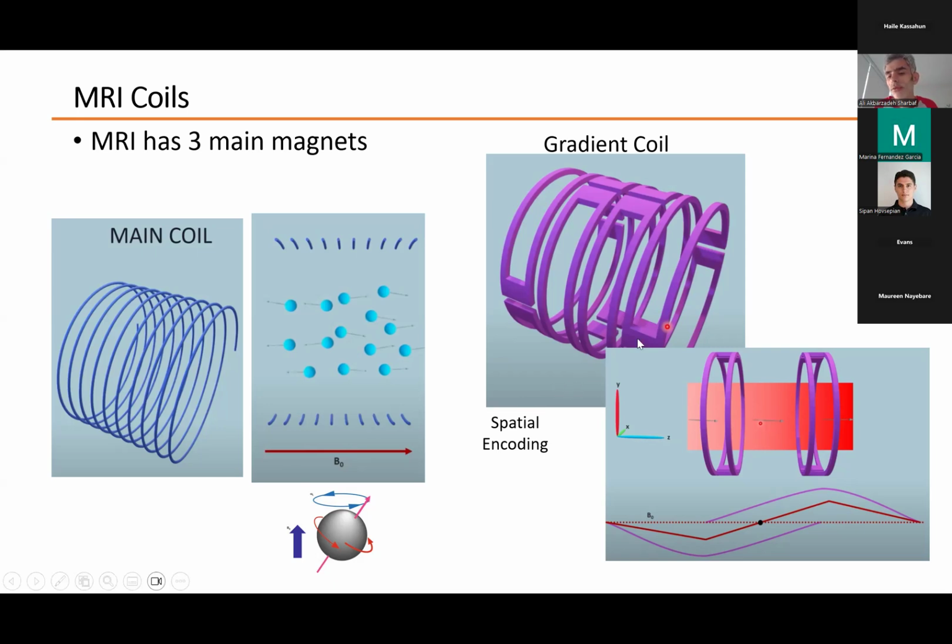The second coil we have is the gradient coil. The gradient coil actually contributes to the B0 field, and it makes the B0 field inhomogeneous in different regions of the bore. So inside the bore, we will have different B0 fields in different regions, and it helps with spatial encoding.